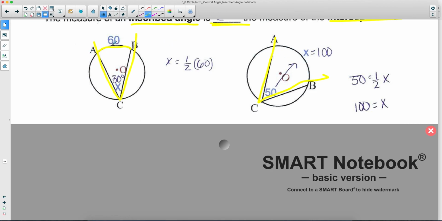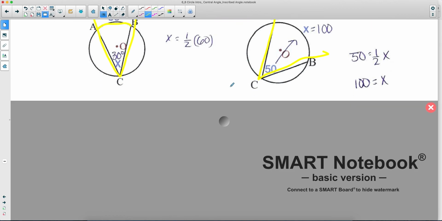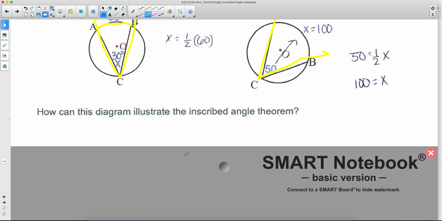Well, if I knew the arc and I took half to get the angle, if I want to find the arc now, I have to multiply it by 2. And think about it. The 50, the angle, is equal to half the arc. So I have to multiply this by 2 to get the arc. So the arc is 100 there. Okay, it's working with inscribed angles.